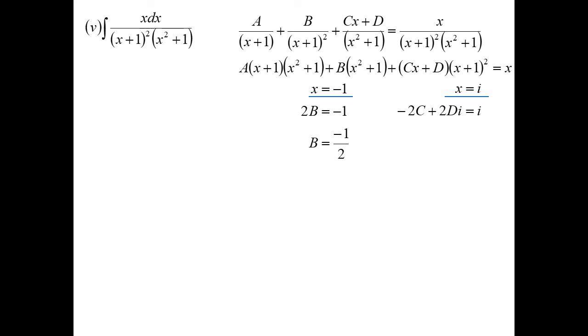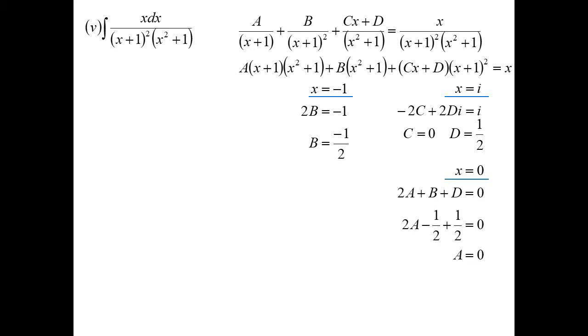What did I choose next? Okay. If I do x equals i, then the b is going to go away, and so's the a, because they will become 0. I get -2c plus 2di is equal to i. Real part must equal the real part. Imaginary part equals the imaginary part. So c is 0, d is 1/2.